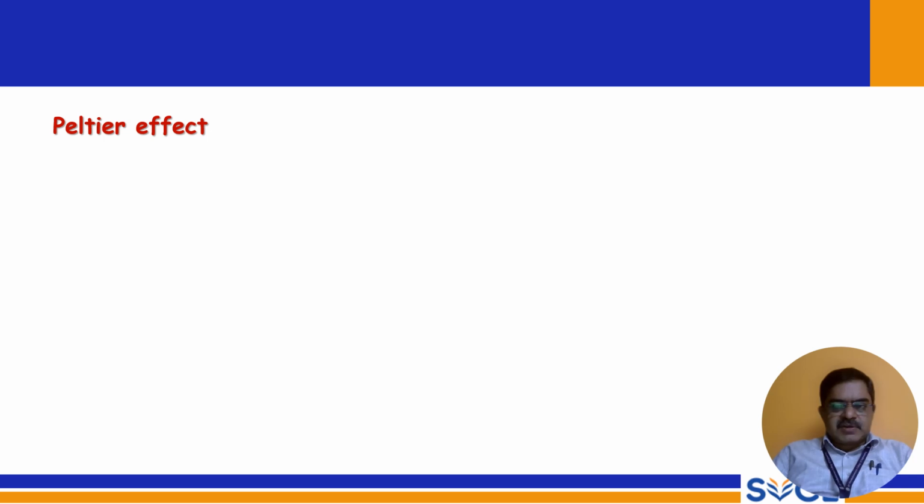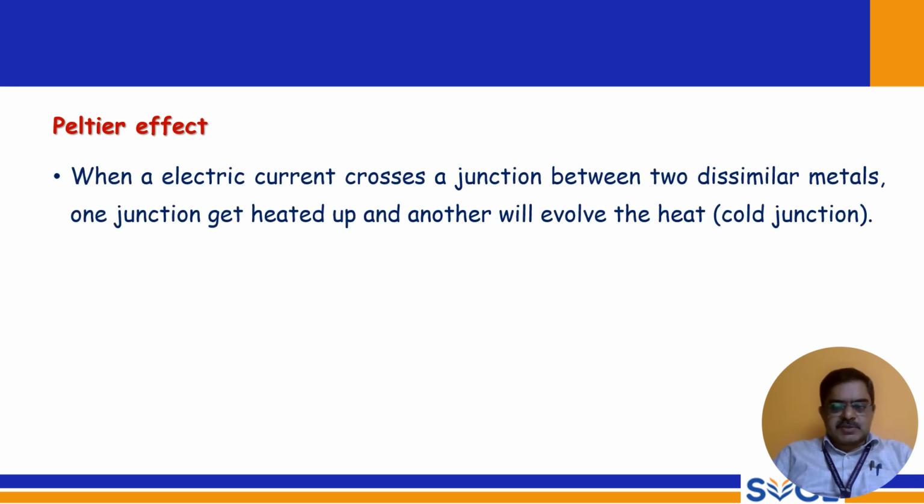Next is the Peltier effect. It is very similar to the Seebeck effect, but a slight modification is done. In the Seebeck effect, the EMF is generated, but when an electric current crosses a junction between two dissimilar metals, in reverse order, one junction gets heated up and the other evolves heat, that is the cold junction. So it is a reversal of the Seebeck effect.